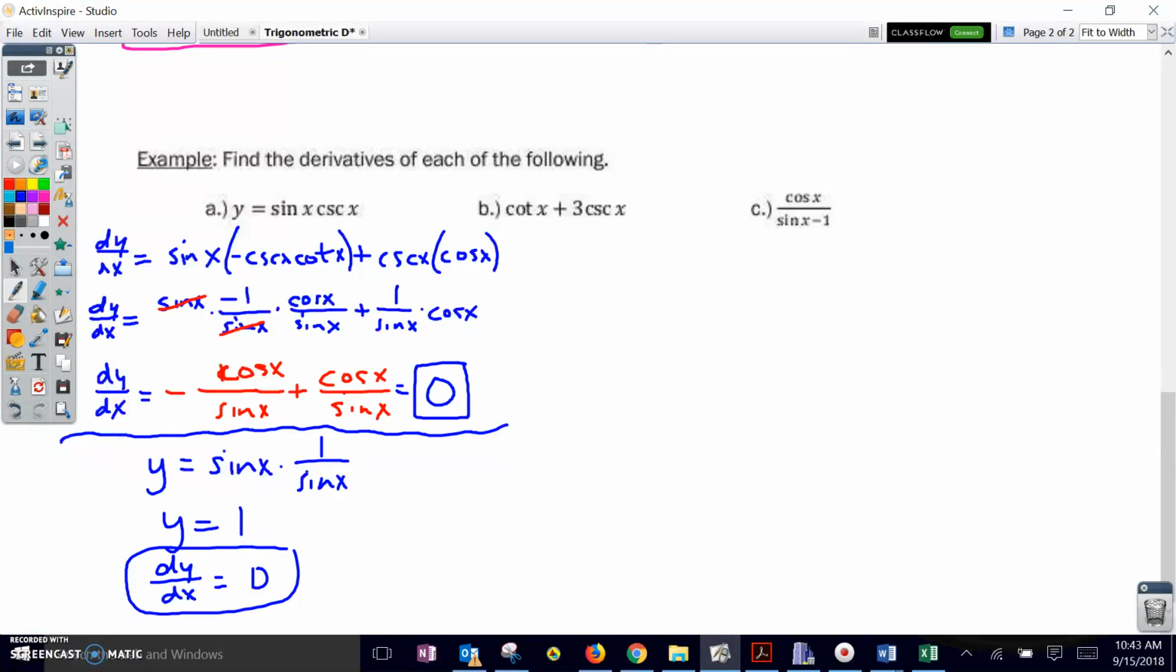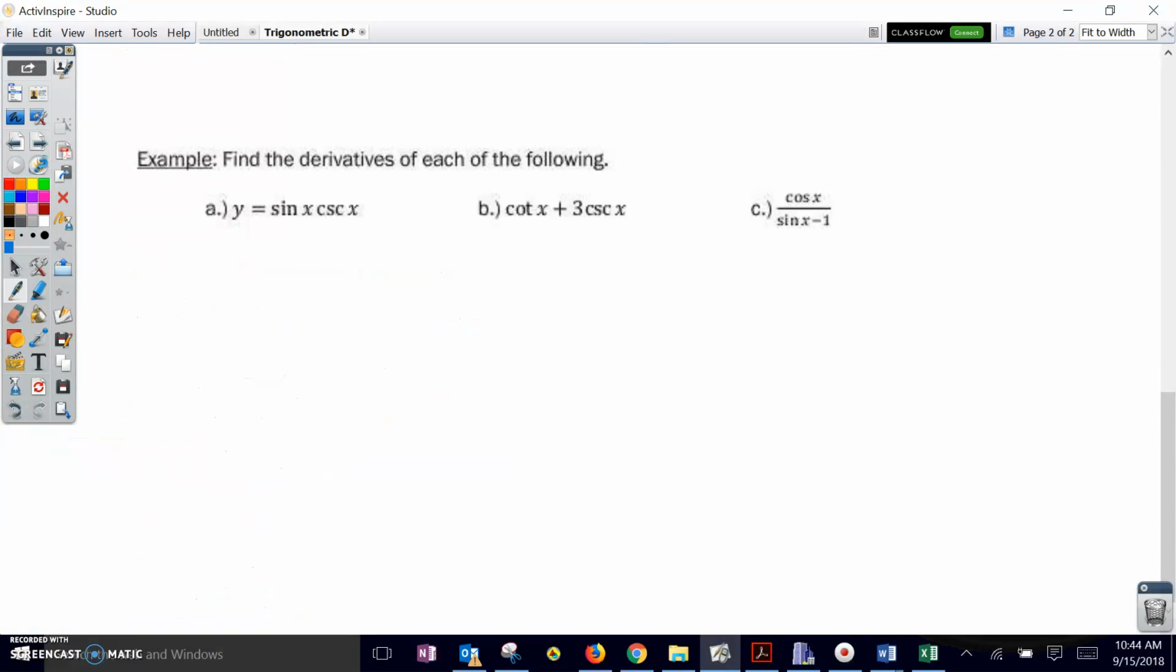Alright, let's clean away example A to give myself some space, and we'll look at example B. Alright, so here we've got cotangent of x plus 3 cosecant of x. To take the derivative of that, we're just going to apply our derivative rules. The derivative of cotangent is negative cosecant squared of x. The derivative of cosecant is negative cosecant cotangent, and that's being multiplied by a constant multiple 3, so that derivative is going to be minus 3 cosecant of x cotangent of x.